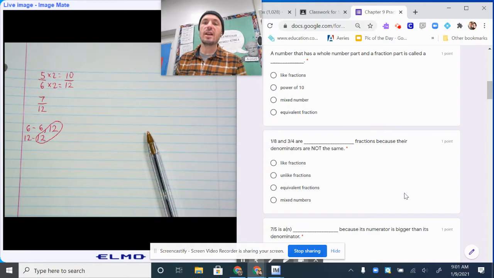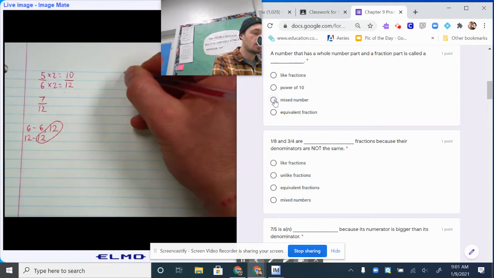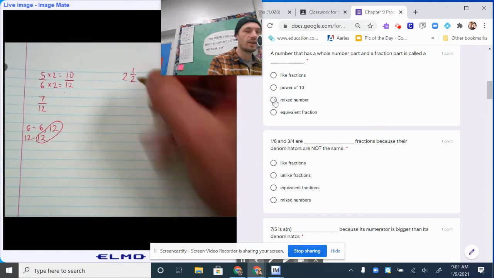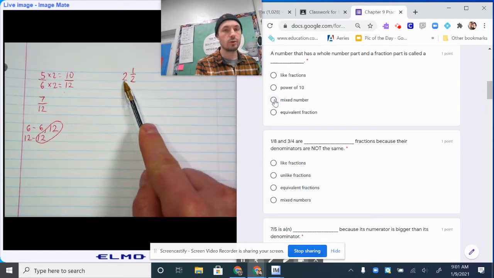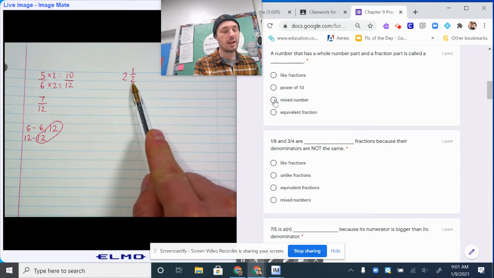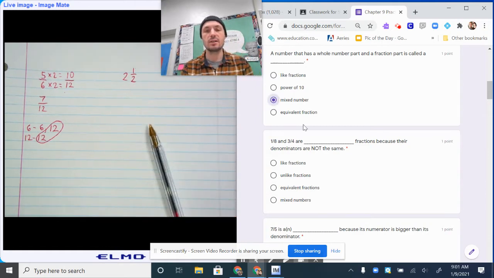Next, a number that has a whole number part and a fraction part. That's a mixed number. An example of that is like 2 and 1/2. That's a mixed number because it has the whole number part, the 2, and it has the fraction part, 1/2. It's mixed because it's a mix between a whole number and a fraction. It's both at the same time.